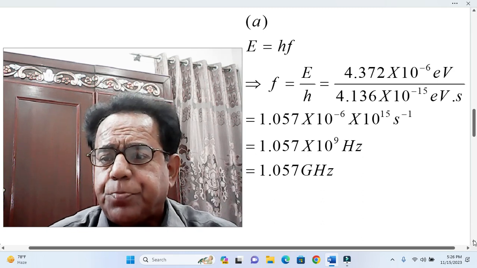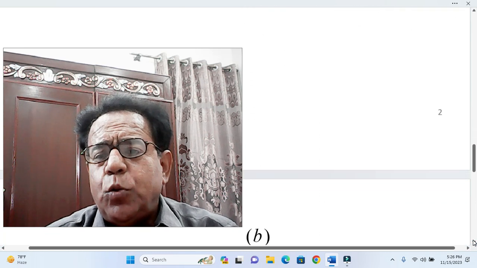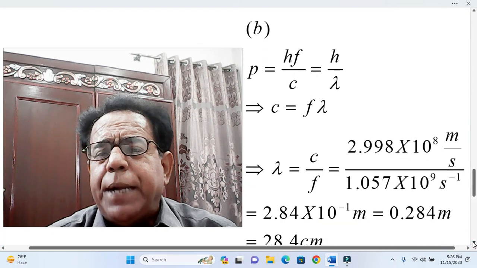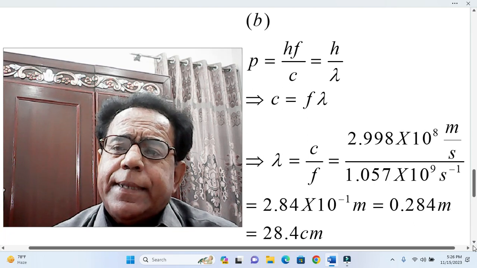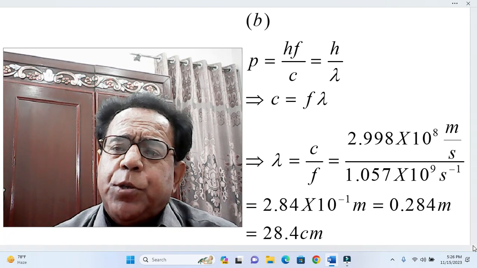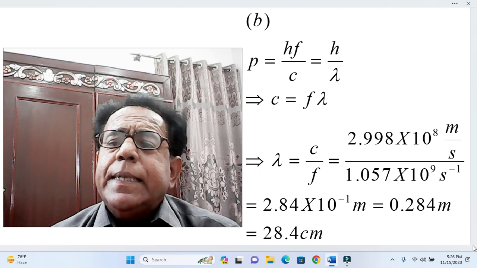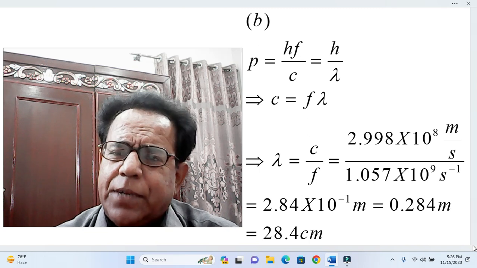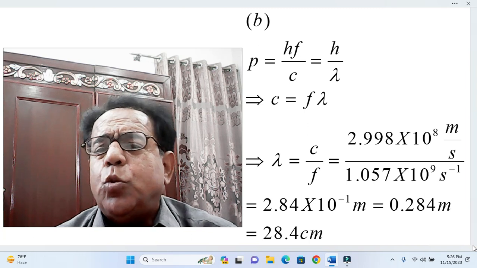Now we move to part B. Part B of this problem says, we know that momentum of photon is equal to Planck's constant h into frequency f over speed of light c, and this is alternatively equal to h over lambda. This implies that c becomes equal to f lambda, or in other words, if we keep lambda on one side, we will write lambda equal to c over f.